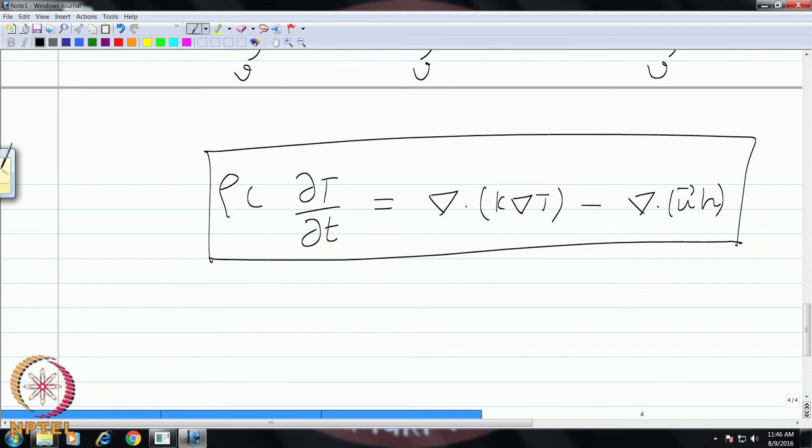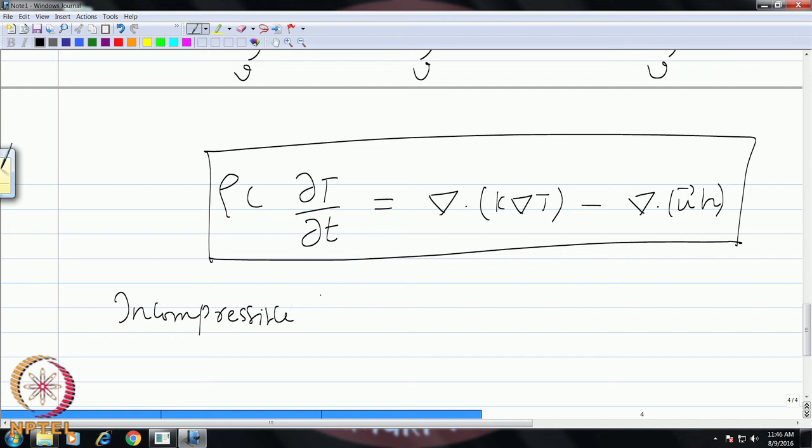Now, I can also introduce the relationship between enthalpy and temperature. So, for an incompressible substance, we now make an approximation that the substance is incompressible.